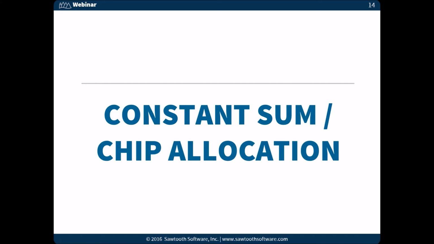All right, so that was dual response none. So now we move to constant sum, or more prevalently referred to as chip allocation choice-based conjoint.